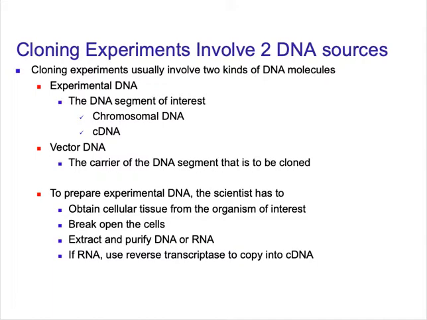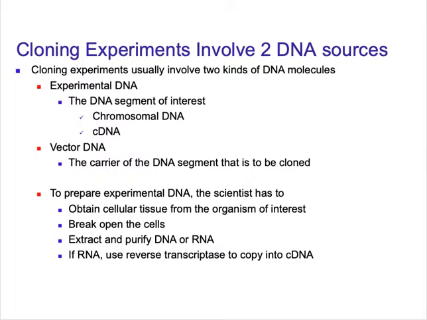To clone a gene, it involves at least two different DNA sources. One of them is your target gene or target DNA, which here is called the experimental DNA. That can either be chromosomal DNA or cDNA, as we'll talk about in a second. And then there has to be some sort of vector DNA if you want to be able to copy the clone. The vector is a plasmid or something that allows you to put the DNA segment into either bacteria or eukaryotic cells or even viruses so that it can be copied that way.